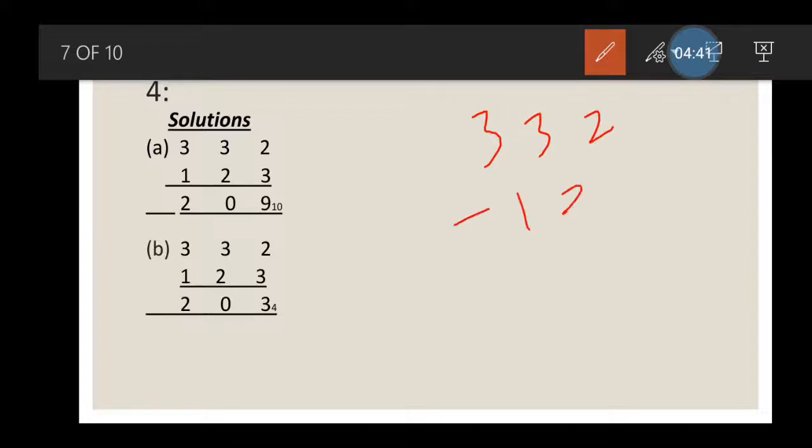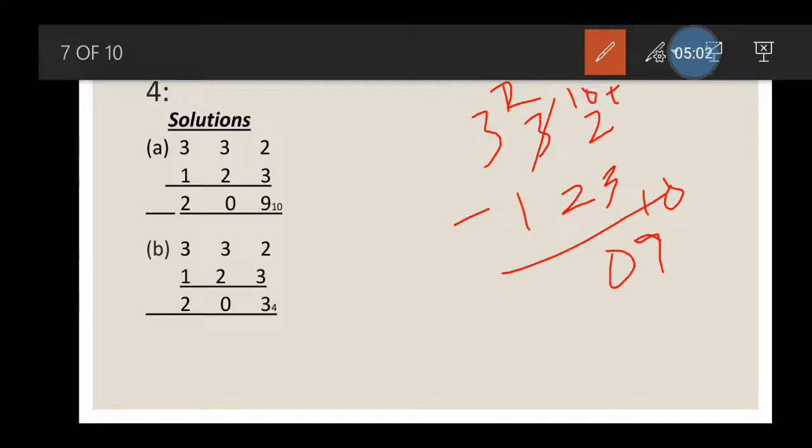I'll take that again. 332 minus 123. So in base 10, 2 cannot go into 3. So you take from here. Here is 10, here is 1, remaining 2. So here is now 10 plus 2, so 10 plus 2 is 12. 12 minus 3 is 9. Then 2 minus 2 is 0. 3 minus 1 is 2, which is less than 10. So that's what gave us 209 base 10 there.